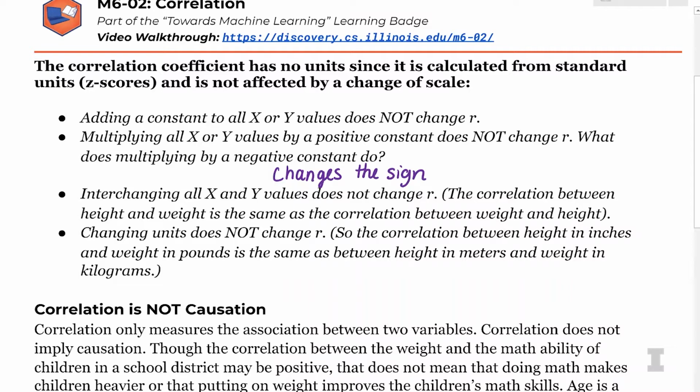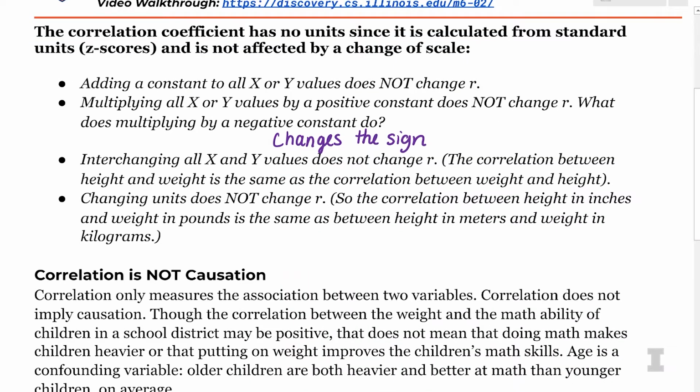Also, interchanging all x and y values does not change R. This makes sense because the correlation between weight and height is the same as the correlation between height and weight. It doesn't matter which one comes first or which one's on the x-axis or the y-axis. And lastly, we already mentioned this, but changing units does not change R. Again, a super nice feature of the correlation coefficient having no units.